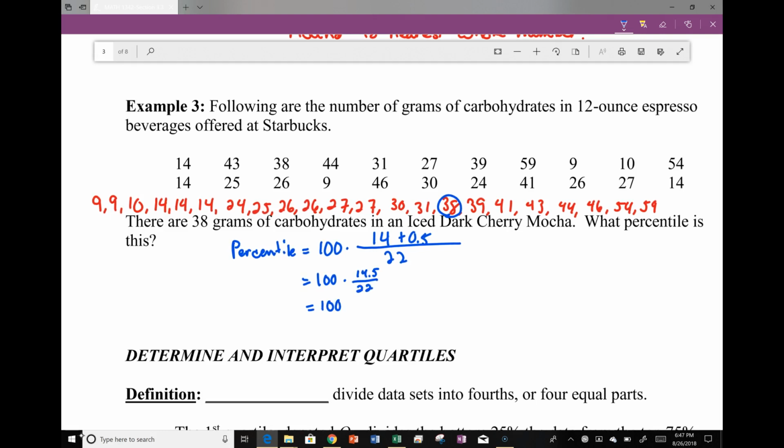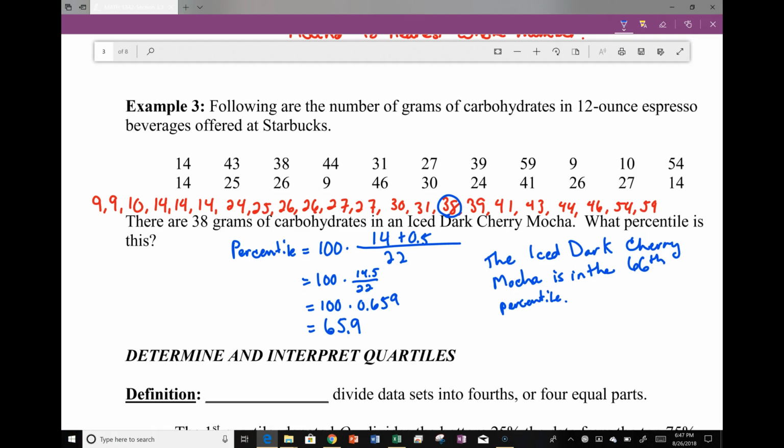So 100 times 0.659. When I multiply that by 100, I get 65.9%. Round up. So when I round 65.9 up, I get 66. The iced dark cherry mocha is in the 66th percentile when we're talking about the grams of carbohydrates in a 12-ounce espresso beverage at Starbucks.